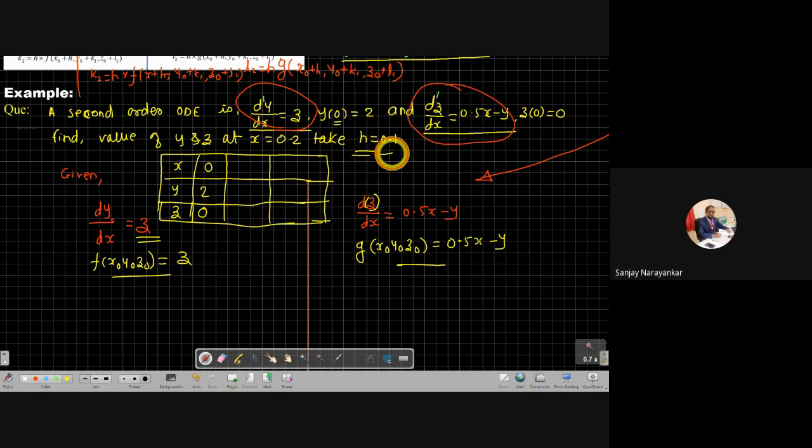आपल्याकडे स्टेप साइज दिलेले आहे. 0.1. And what you have to find out? 0.2. So here x0 is equal to 0 and xn is equal to 0.2. Can you find out number of strips? Number of steps? Xn minus x0 divided by h. 0.2 minus 0 upon 0.1.